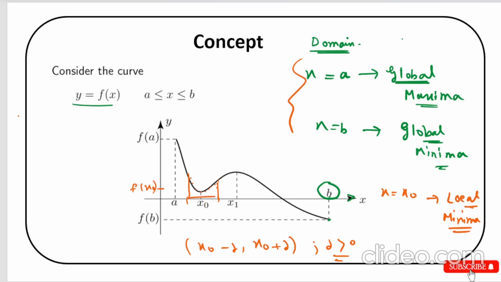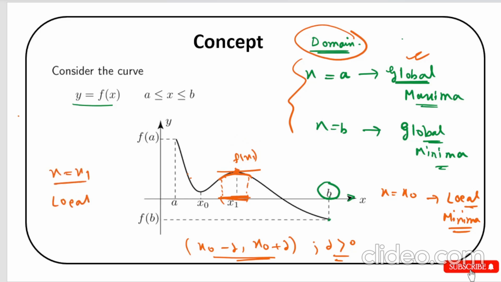Why local? Because you are considering it only in the neighborhood of the point x0. Global is on the entire domain of the function, and local is on a small range, a delta neighborhood of the point. If in the delta neighborhood the function has a minima, you will call that minima the local minima. Similarly, consider the point x1. You can consider a small, local neighborhood here, and if you consider the functional value at all these points, you will see that at x equals x1, where the functional value is f(x1), this f(x1) is a local maxima. In this particular neighborhood, this is the maximum functional value that you can attain. So x equals x1 will give you local maxima.